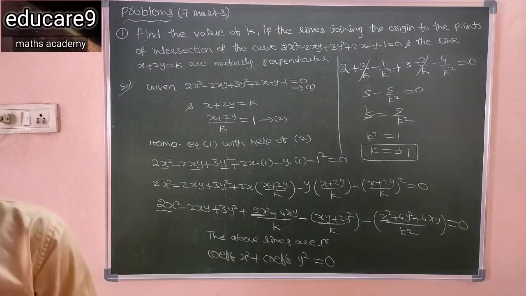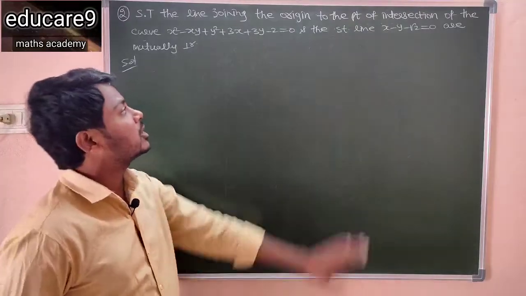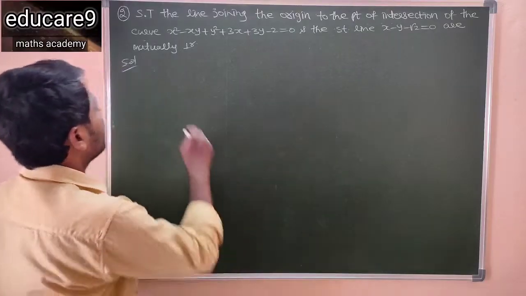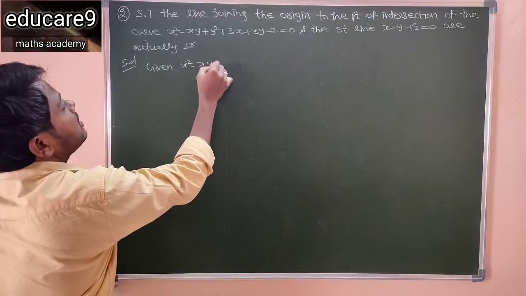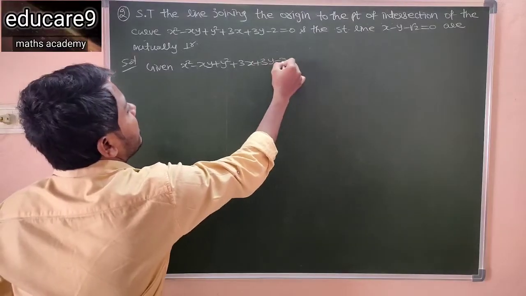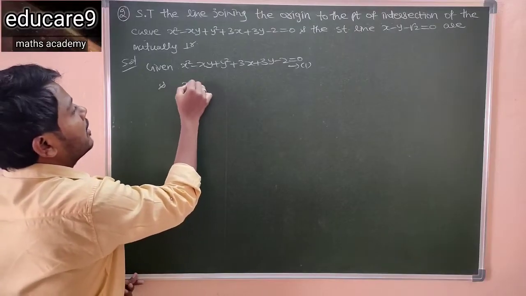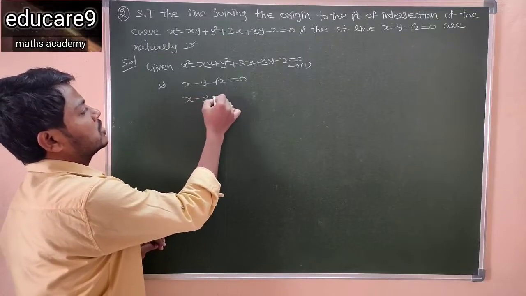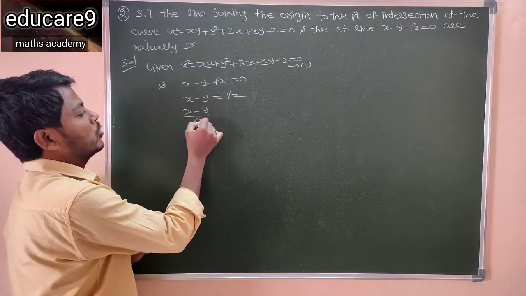Okay. So see the second one: show that the lines joining the origin to the points of intersection of the curve and the line are mutually perpendicular. Given the curve x² − xy + y² + 3x + 3y − 2 = 0. This is equation 1. And the line equation x − y − √2 = 0. So here x − y = √2. Divide by √2, you will get (x − y)/√2 = 1.